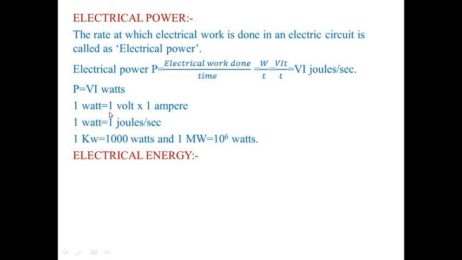So, 1 watt is nothing but 1 volt into 1 ampere, or 1 watt is nothing but 1 joule per second. And 1 kilowatt is equal to 1000 watts, and 1 megawatt is equal to 10 to the power 6 watts.